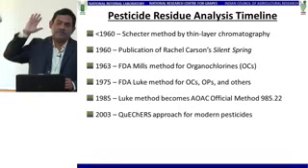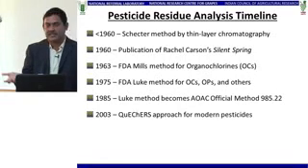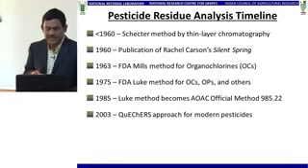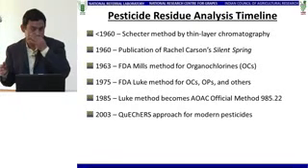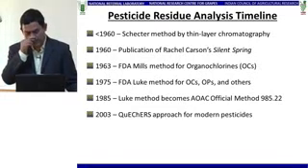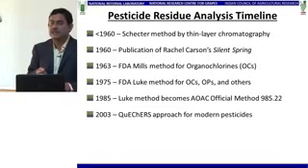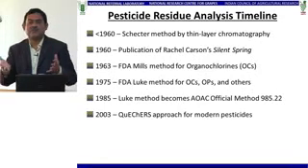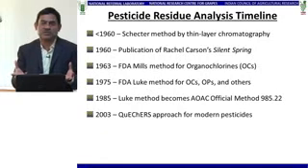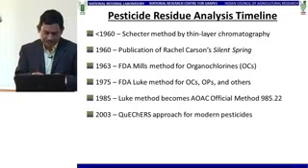So before the 1960s, TLC and paper chromatography used to be the methods. In 1960, the first awareness came because of the publication of a book called Silent Spring by Rachel Carson, who informed the global readers about the poisoning issues, toxicity issues of DDT.